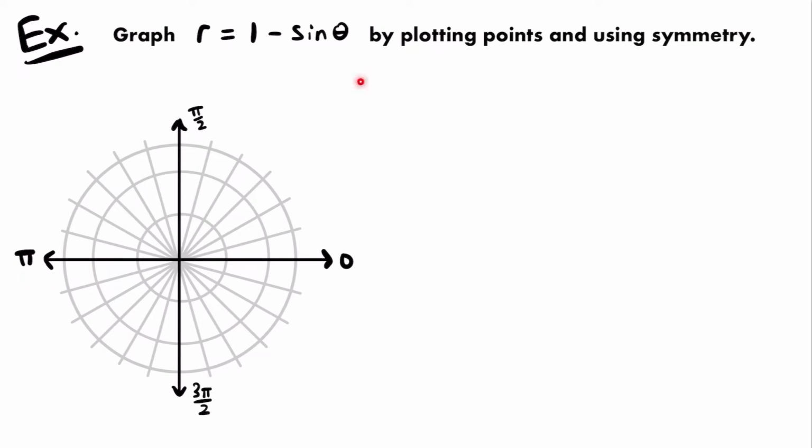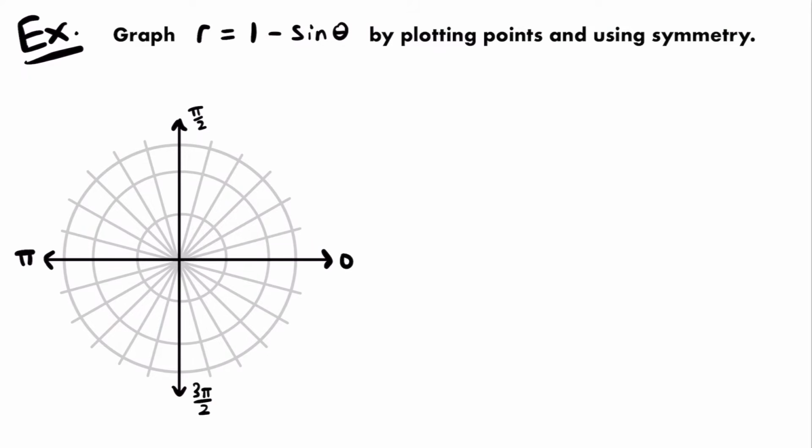All right, so our next example looks a little bit different. We want to graph r equals 1 minus sine theta by plotting points and using symmetry. So this is one way that you can go about graphing polar equations that are a little bit more complex than some of those basic ones that we looked at in the previous examples. One way that you can go about graphing any polar equation is to try to plot points and use symmetry for your polar equation. And so that's what we're going to do in this example.